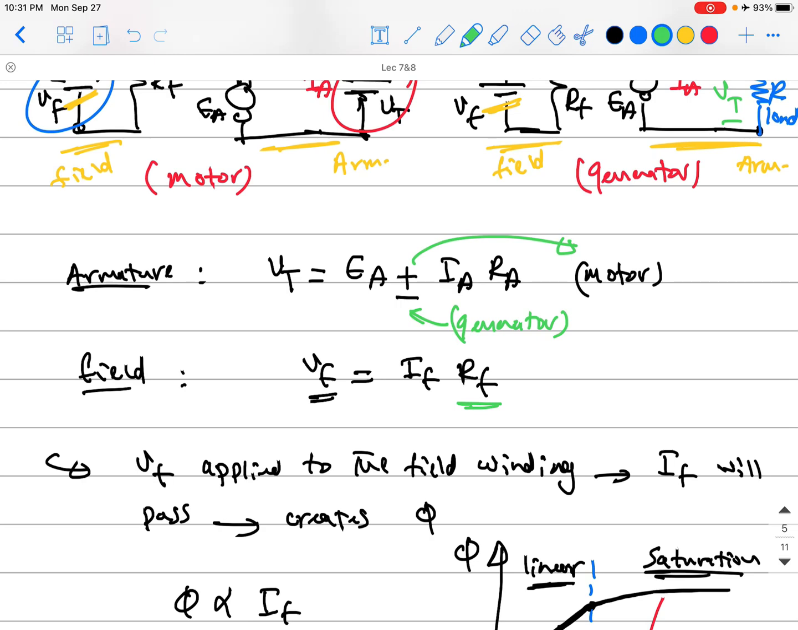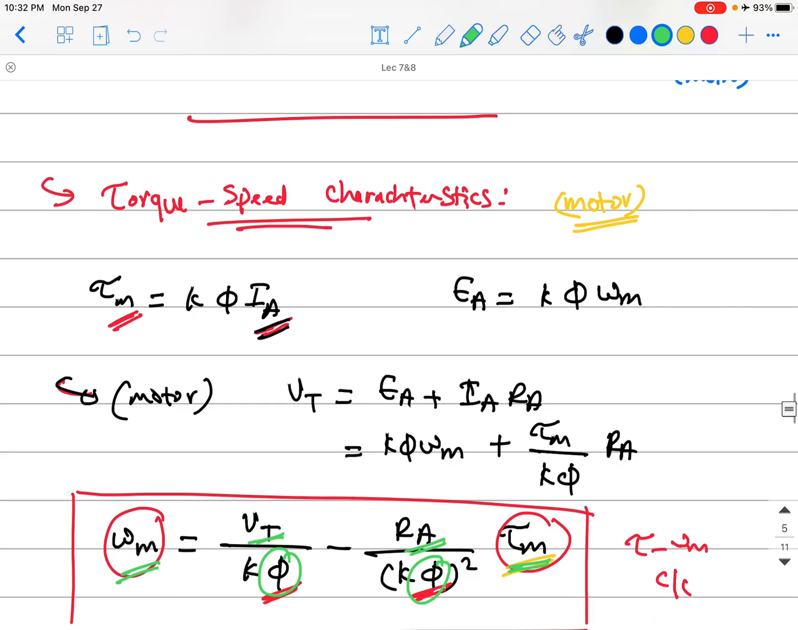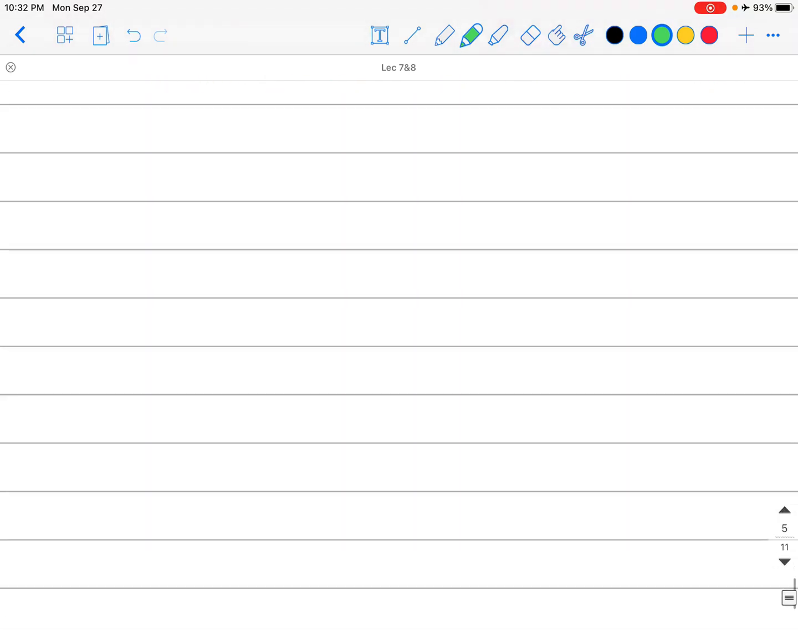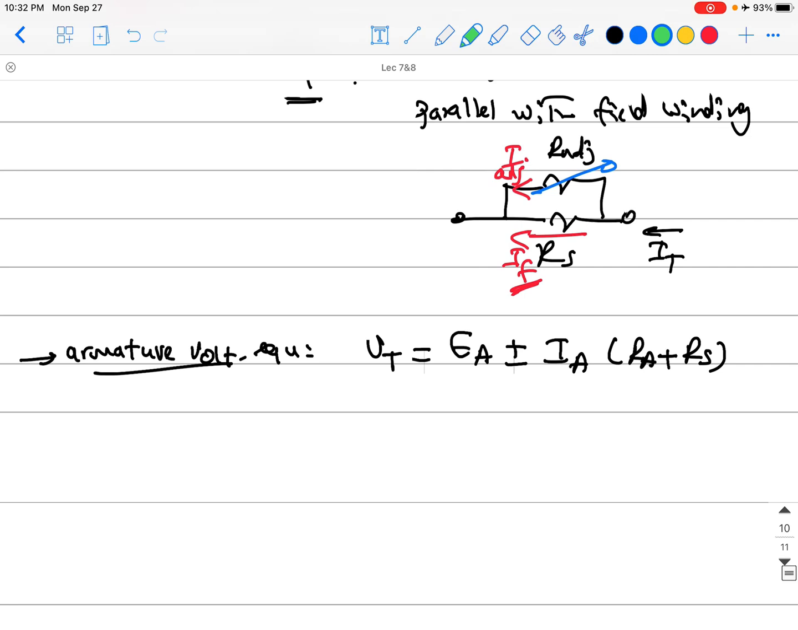So this RF will be just RF if you don't have adjustable resistance. If you have adjustable resistance in series with this, it will be RF plus R adjustable. That means it is the total field resistance. If you have adjustable resistance attached in series or in parallel, when you use it in the equations, you just use the equivalent resistance for those.